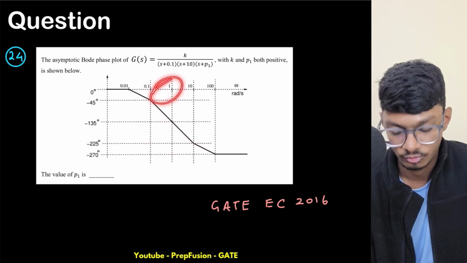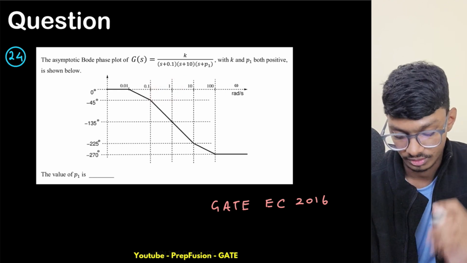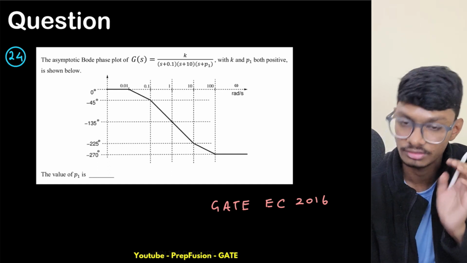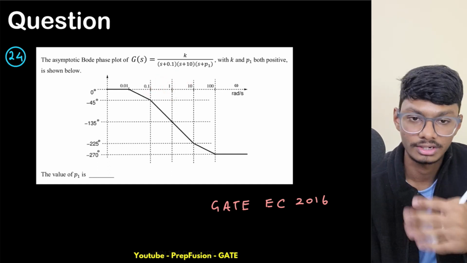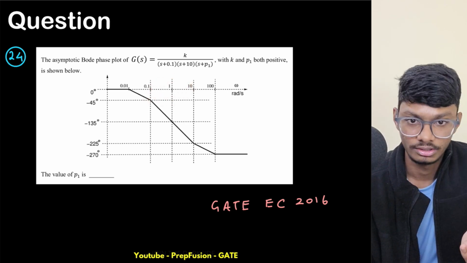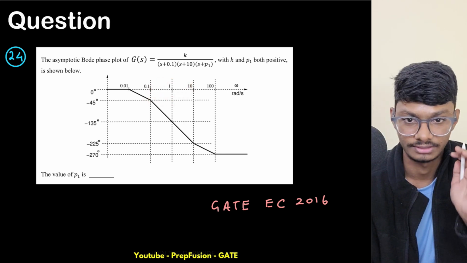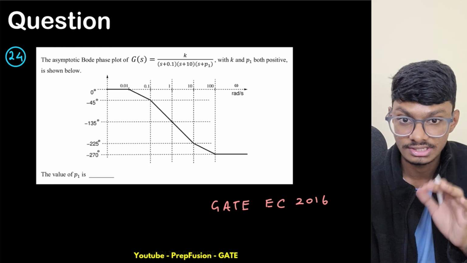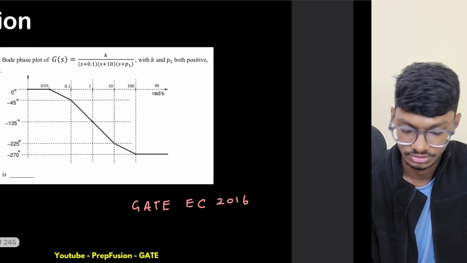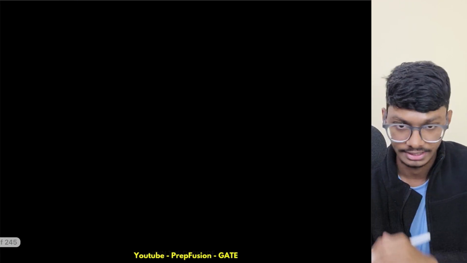So definitely I have a pole at 1, because no other points are given anyway, but still from here you can understand intuitively that my pole will be 1 radian per second, P1 will be 1 radian per second. So this is just by seeing the question. You can solve this just by seeing the question. Now if you don't want to solve this just by seeing the question, let's write things down.